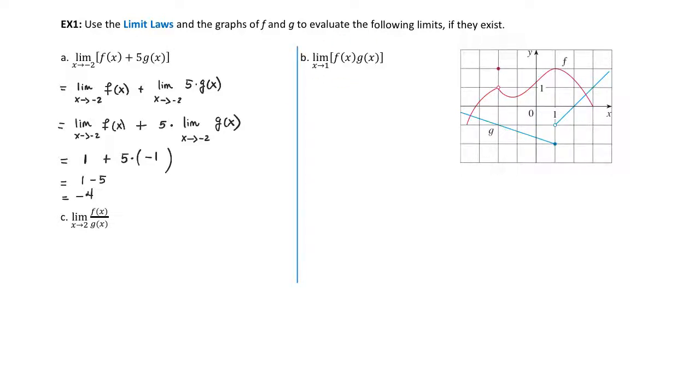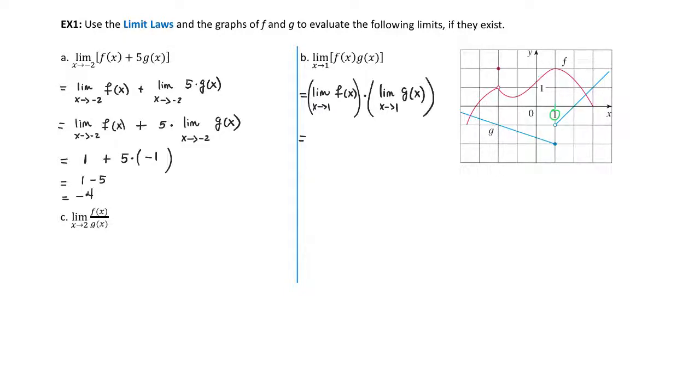Example B. Here we have to find the limit as x approaches 1 of f(x) times g(x). Now we are approaching 1. Let me circle 1. 1 is right here. If I want to use the properties, according to property number 2, I believe, for the product, this would expand into the limit as x approaches 1 of f(x) times the limit as x approaches 1 of g(x).